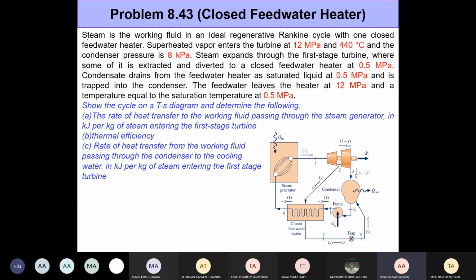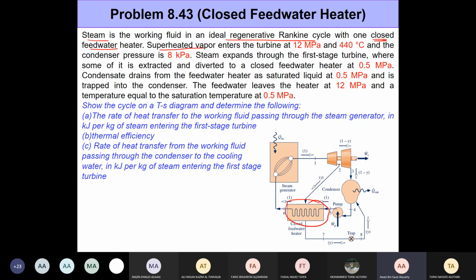Here we have steam, which is the working fluid in this ideal regenerative Rankine cycle. It has one closed feed water heater. So that's the schematic that's shown here.